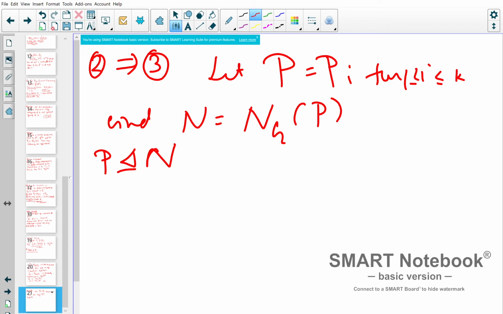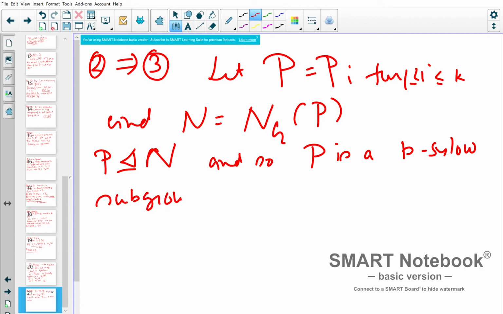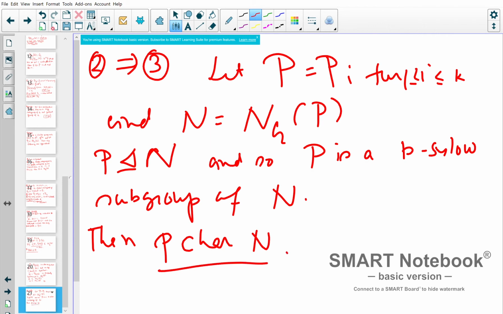This is always true. And so P is a Sylow subgroup of N, right? If P is a Sylow subgroup of N, which is normal, then what does that mean? That means this Sylow subgroup is also unique. If it is normal, then it is unique and also characteristic. Then P is a characteristic subgroup of the normal subgroup N. That is it, right?